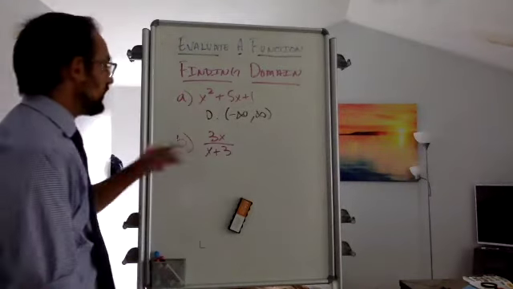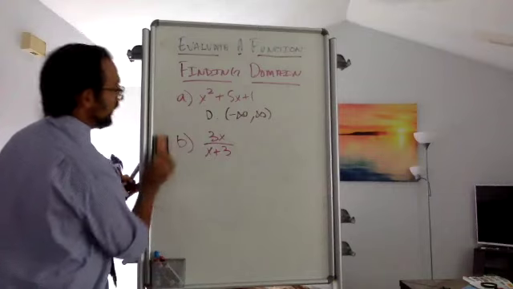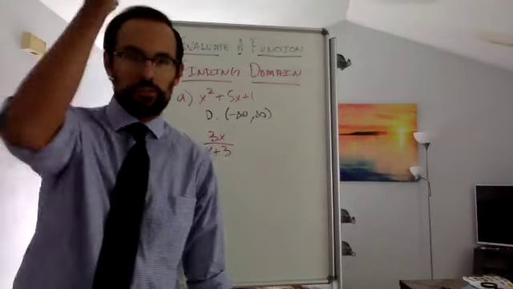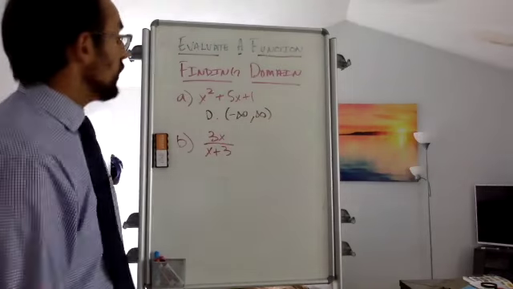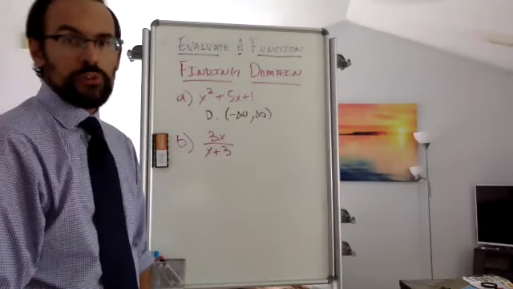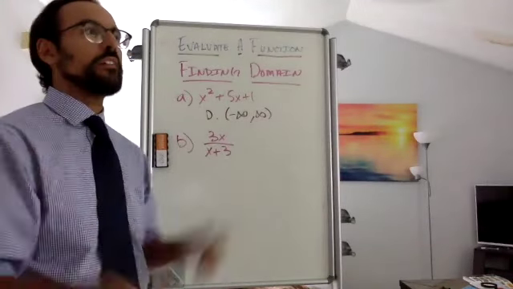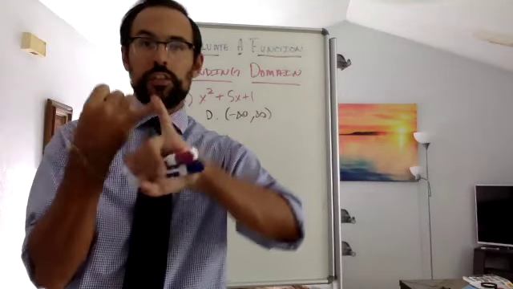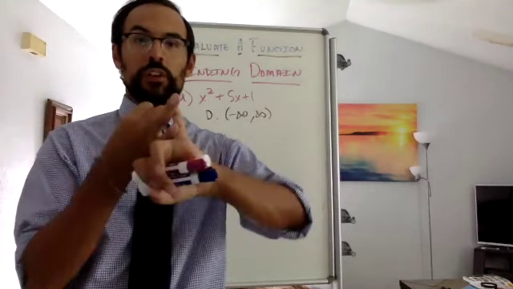So let's move on to our second function. 3x over x plus 3, this is a rational function. This is where you get your vertical and horizontal asymptotes. So when it comes to these, remember, the parts that are not defined in rational functions come in two places: removable discontinuities and vertical asymptotes.